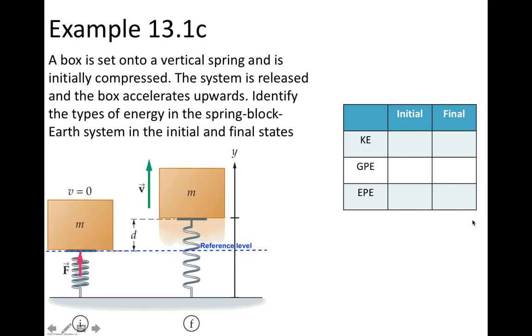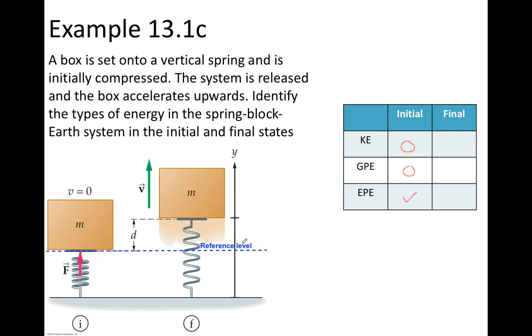Here's a similar example. Here we have a box set onto a vertical spring. It's initially compressed, and then the system is released and the box accelerates upwards. And again, we want to identify the types of energy in the spring block Earth system in the initial and final states. So to start with, the box is at rest, zero kinetic energy. To start, the box is at the reference level, which means that it starts with zero gravitational potential energy. Initially, the spring is compressed, so we have elastic potential energy stored in the spring.